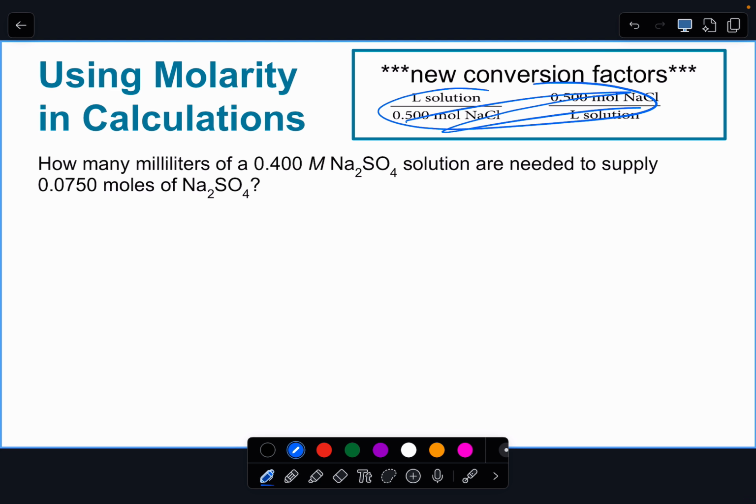Okay, so looking at this question, how many milliliters? So I'm looking for milliliters. How many milliliters of a 0.4 molar sodium sulfate solution are needed to supply 0.0750 moles of sodium sulfate? Okay, so people start to be like, I don't know what that question asks. Let's do it the same approach that we've done every single time. We're looking for milliliters, and then we ask what do we start with? And this throws people because there are 2 numbers there. There's never 2 numbers. There's always just 1.